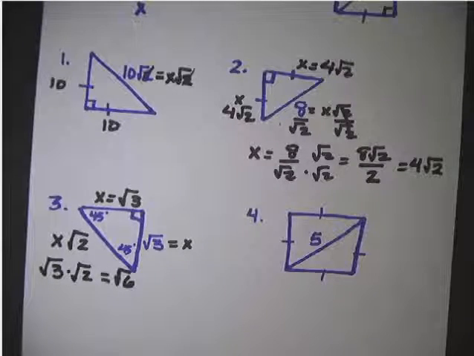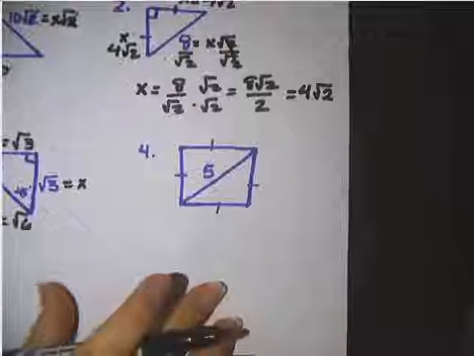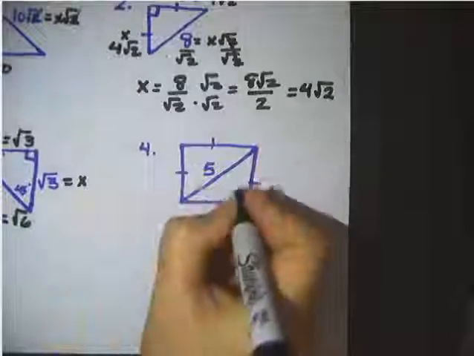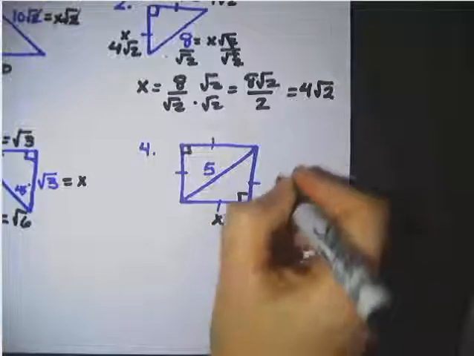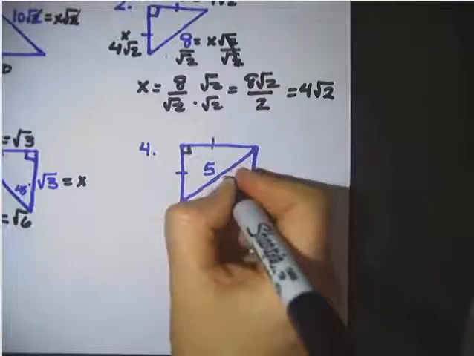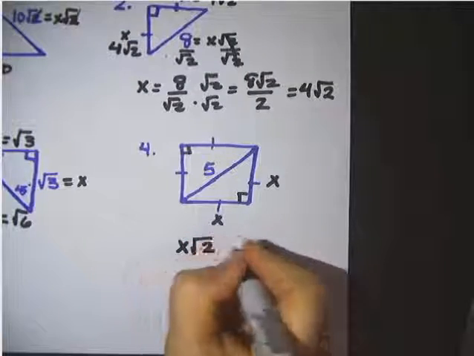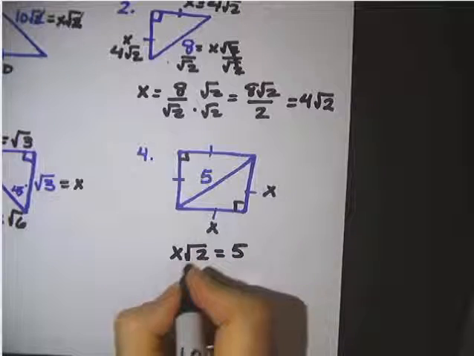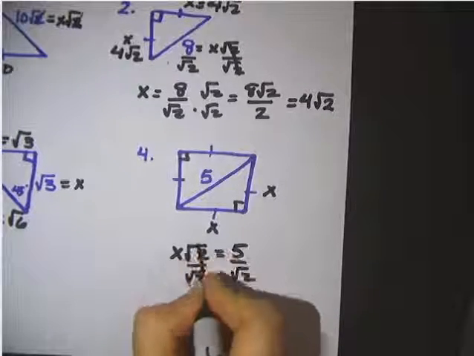Now the last one here is if you're given a square, and sometimes these are given in a word problem. You'll be told you have a square with a diagonal of 5. So know that a square is just two isosceles right triangles. So on each of those right triangles, your formula is x, and x root 2. So again, when you're given that x root 2 side, set it equal to 5. Solve for x by dividing by root 2. So x equals 5 over root 2.